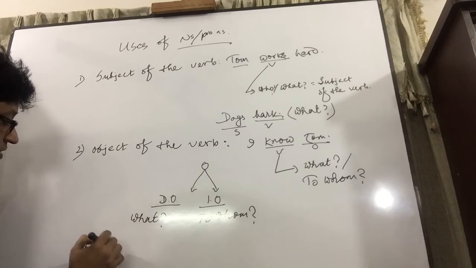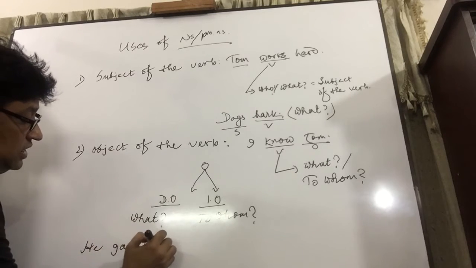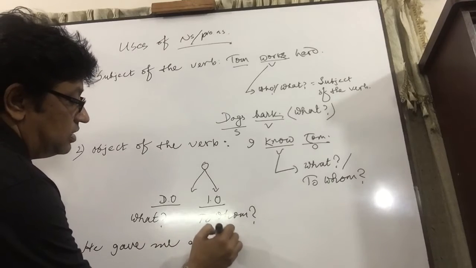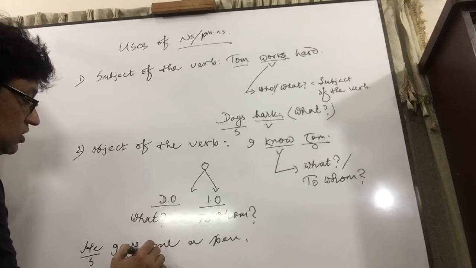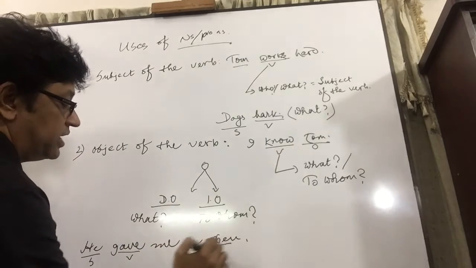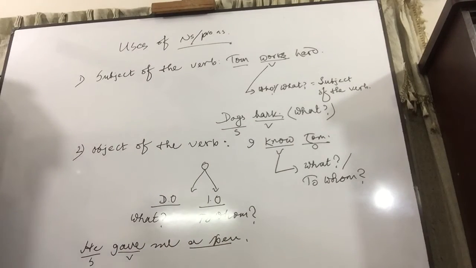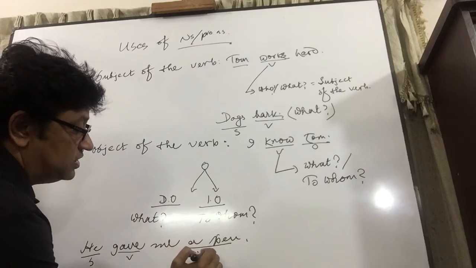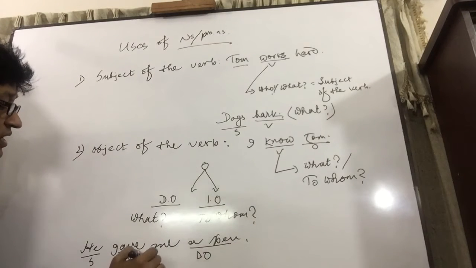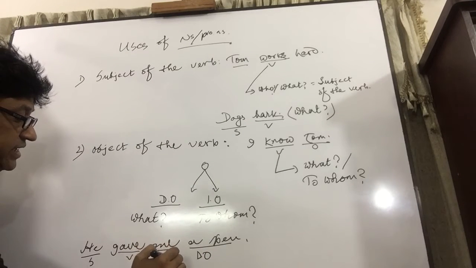He gave me a pen. Here you see, gave is the verb. If you ask who, then he comes as the subject. Next, if you ask what, a pen is the answer to the question of what. That's why it is a direct object. And to whom it is given, me, it is the indirect object.